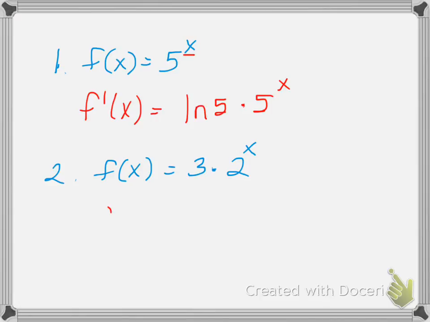Alright, number 2. This one is a number times an exponential. If you have just a number times a function, then what we learned today was that you could find the derivative of the function and then just multiply it by the number. Same thing's going to happen. We're going to leave our 3, and then the derivative of 2 to the x would be natural log of 2 times 2 to the x. You cannot multiply the 3 and the 2 because they don't both have the same power.